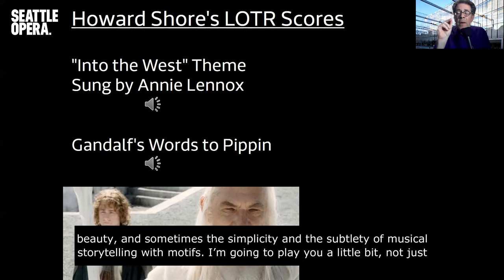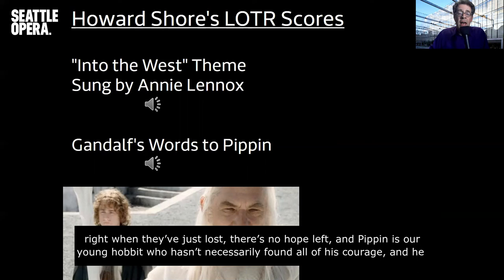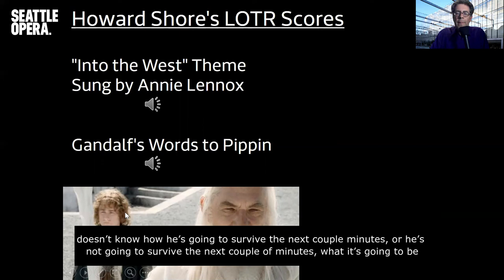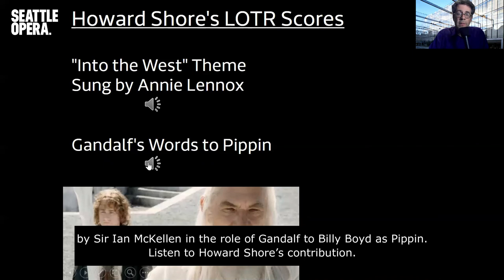I'm going to play you a little bit, just not the movie, but the audio, because I want you to focus on the use of music. The little dialogue in the scene in the third movie between Gandalf and Pippin, right when they've just lost, there's no hope left, and Pippin is our young hobbit who hasn't necessarily found all of his courage, and he doesn't know how he's going to survive the next couple minutes, or he's not going to survive the next couple minutes, what it's going to be like. And Gandalf, the older, wiser character, has some words of comfort for him, which come from Tolkien's book, spoken beautifully by Sir Ian McKellen in the role of Gandalf to Billy Boyd as Pippin. Listen to Howard Shore's contribution.